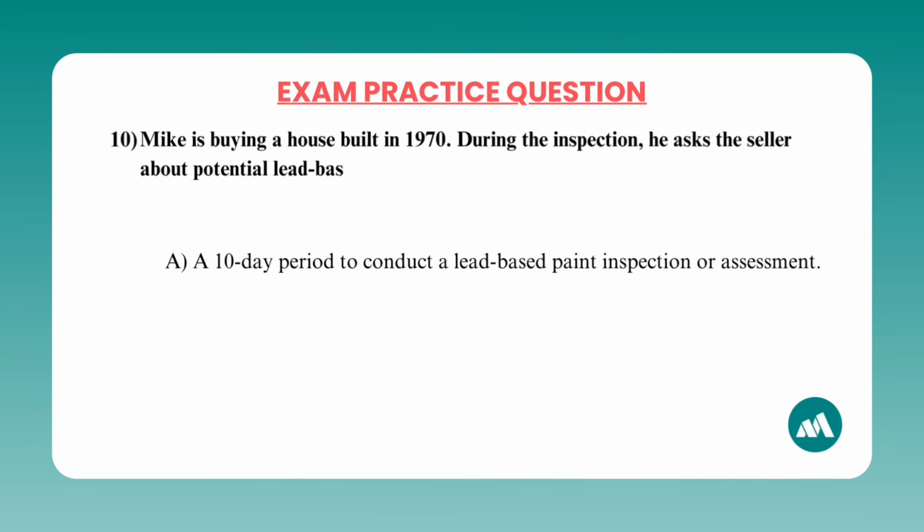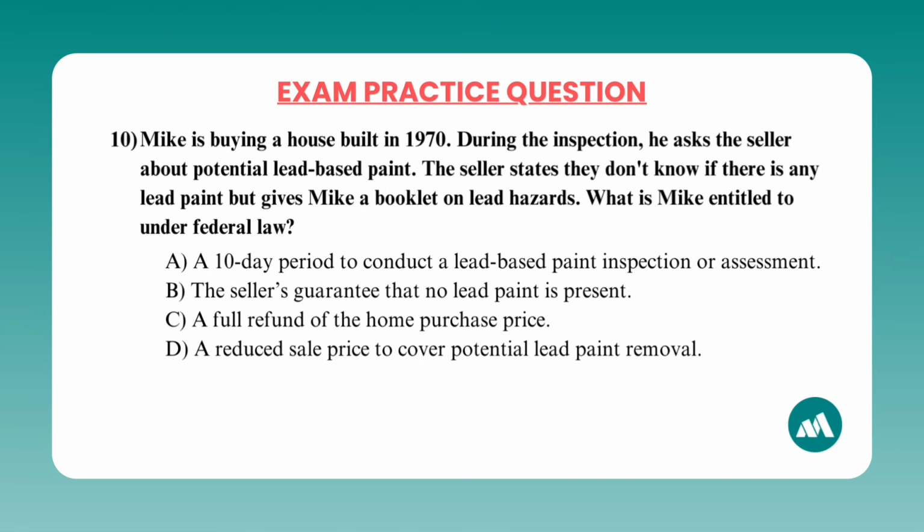Number 10. Mike is buying a house built in 1970. During the inspection, he asks the seller about potential lead-based paint. The seller states they don't know if there is any lead paint, but gives Mike a booklet on lead hazards. What is Mike entitled to under federal law? Is it A, a 10-day period to conduct a lead-based paint inspection or assessment? B, the seller's guarantee that no lead paint is present? C, a full refund of the home purchase price? Or D, a reduced sale price to cover potential lead paint removal?